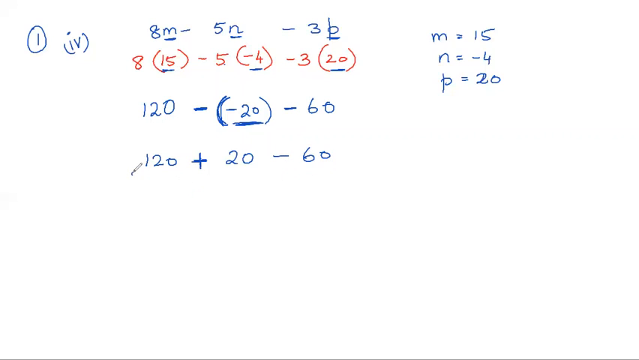So only the positive values together we have to group. 120 and plus 20, how much will you get? You will get 140. All negatives you have to group together. What is it? Minus 60 only you have. So I'll just write it as minus 60. So 140 minus 60, what is the answer you will get? 80 will be your answer. So you got it right.